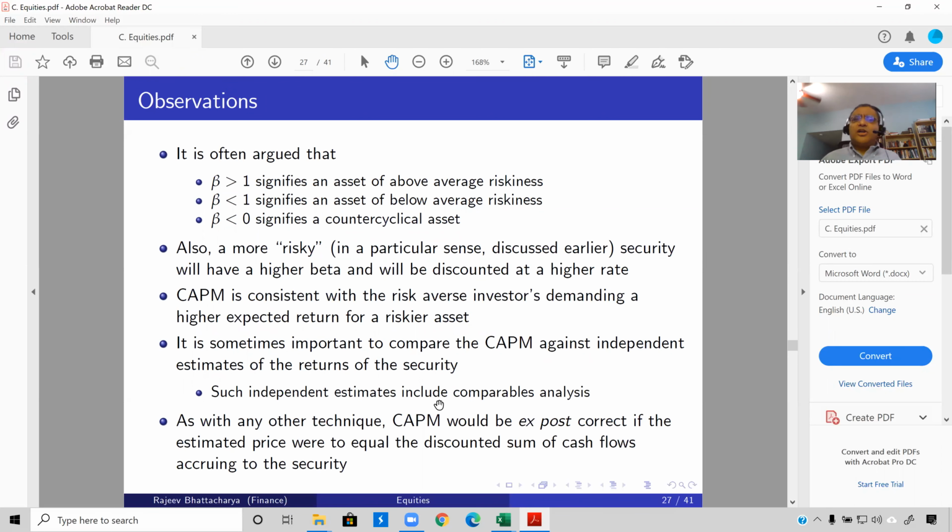It is often argued that beta greater than 1 signifies an asset of above average riskiness. Beta less than 1 signifies an asset of below average riskiness. Now, as I've mentioned before, is it always true that beta has to be positive? Not necessarily. Beta can be negative. If this is an example of a counter-cyclical asset, that is possible.